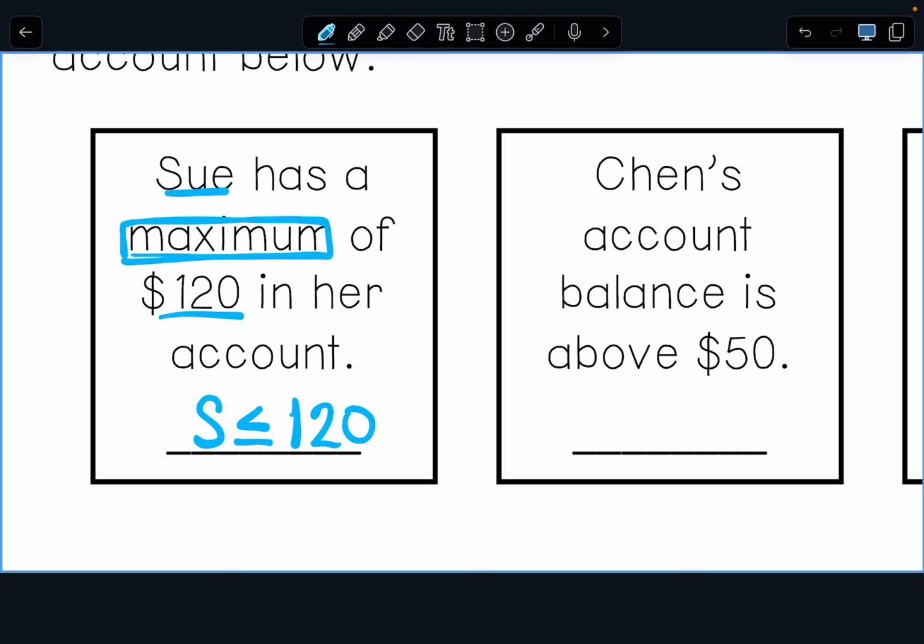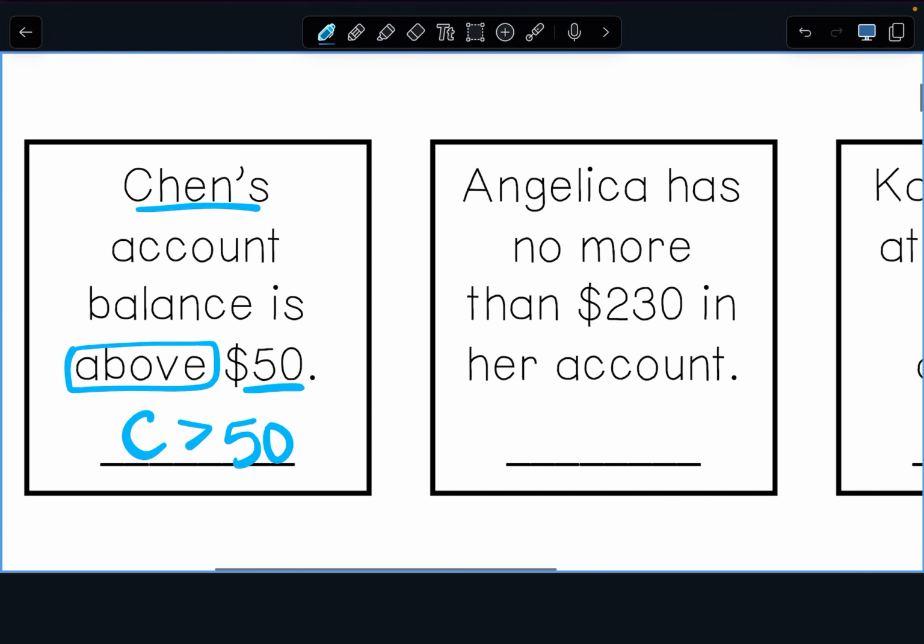You can think your way through these to figure out what inequality. Chen's account balance is above 50. First of all, who are we talking about? Chen, and the number that we're using is 50. What's the keyword? Above. Above is a synonym of what? Greater. That one was fairly simple.